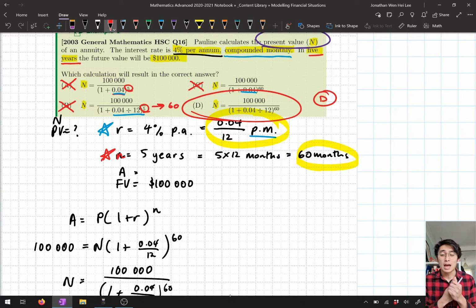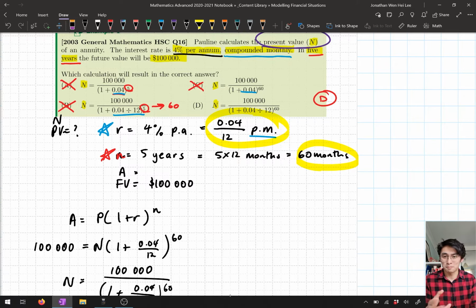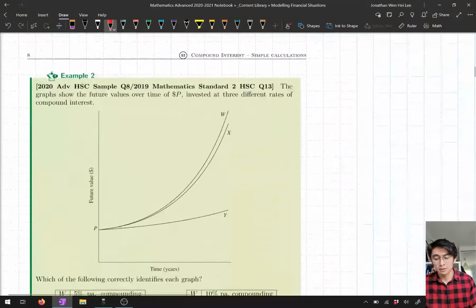So here, if they give us monthly, we need to change our 5 years to be actually 60 months. So we can match up our compounding frequency, that's a better way of thinking of it, with our compounding periods. That's what I mean. Okay, cool. Let's have a look over the page.